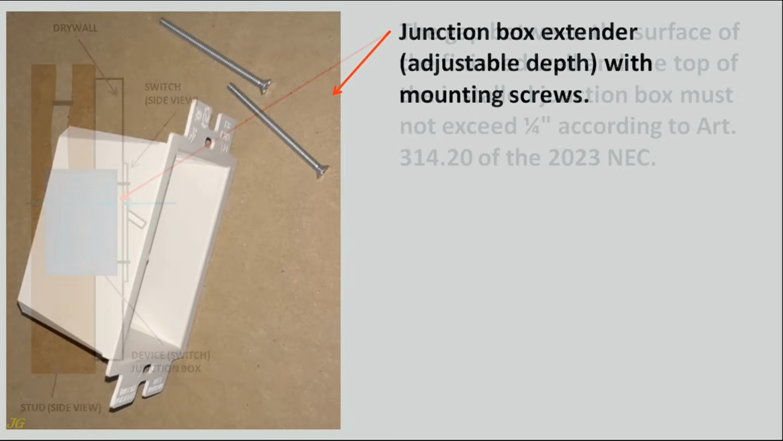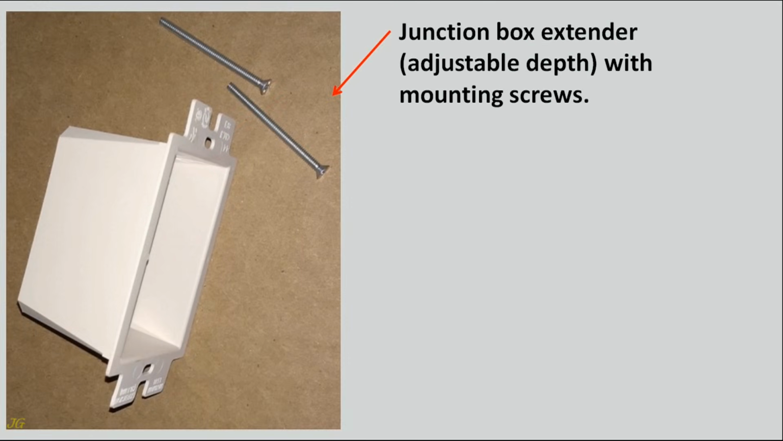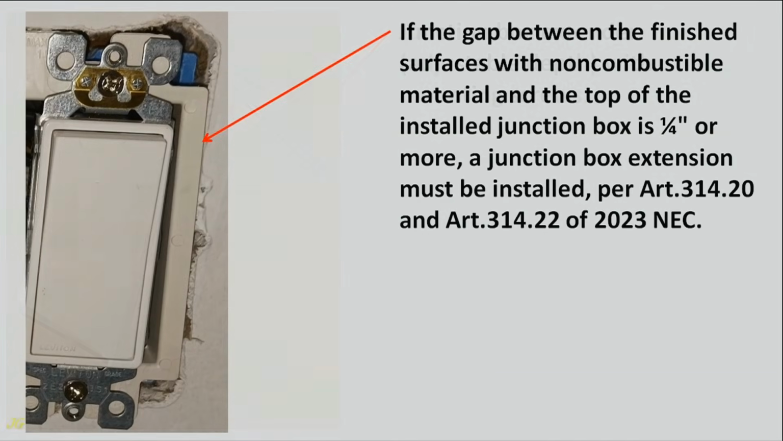Junction box extender, adjustable depth, with mounting screws. If the gap between the finished surfaces with non-combustible material and the top of the installed junction box is 1/4 inch or more, a junction box extension must be installed, per Article 314.20 and Article 314.22 of 2023 NEC.